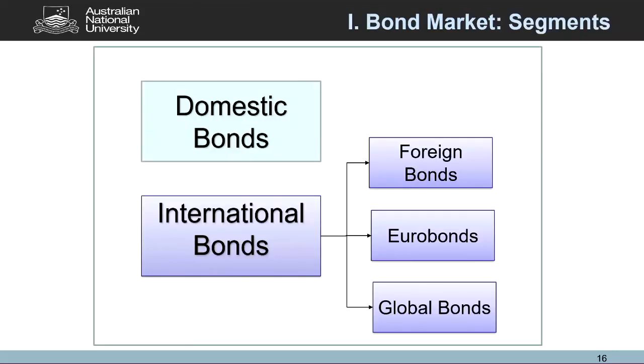Bonds. So we're looking at the bond market right now. In terms of the bond market, there are domestic bonds and there are international bonds. Obviously, we're more interested in the international bonds. And there are 3 main categories of international bonds that we're interested in, which are the foreign bonds, Eurobonds, and global bonds, right?